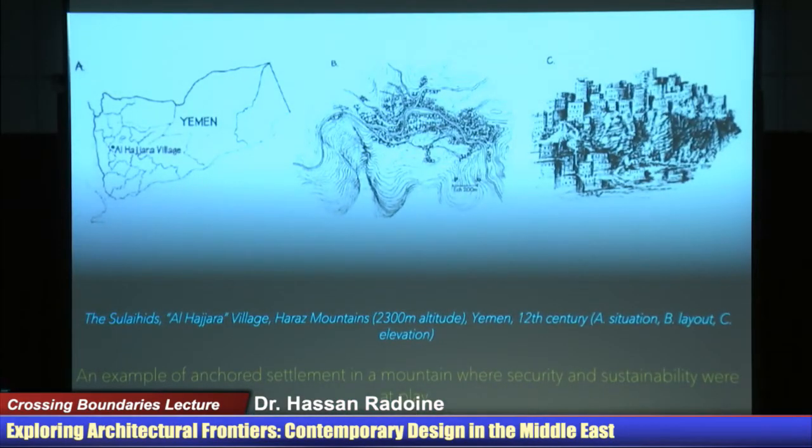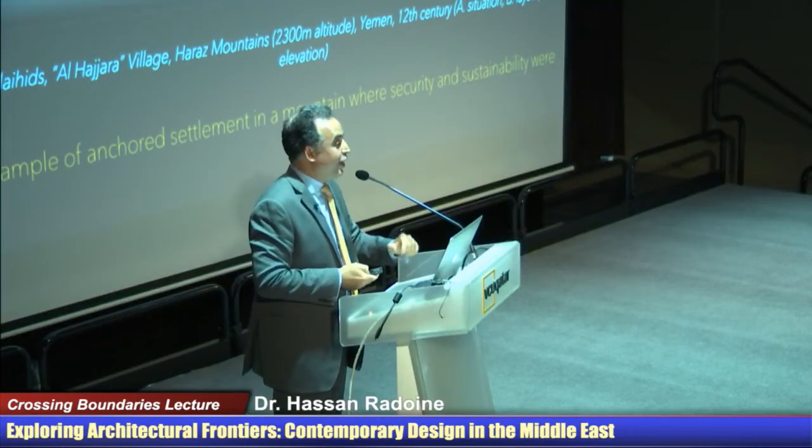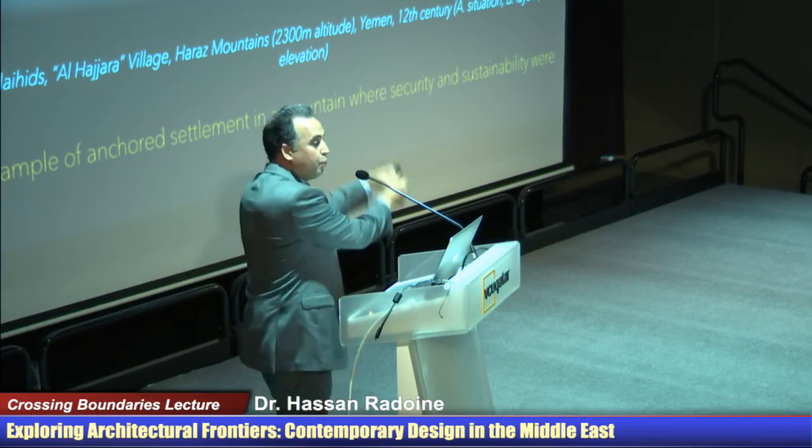This is the Sulaidis, actually in a village of Al-Hajjara, 2,300 meters high altitude, 12th century settlement. Look how tough and harsh the environment of the mountains is, yet they settled and they created a settlement. And this is actually an architectural making that respects the context, but also challenges the context to create its own architecture. It's not an architecture that is made out of nowhere and then you put it.